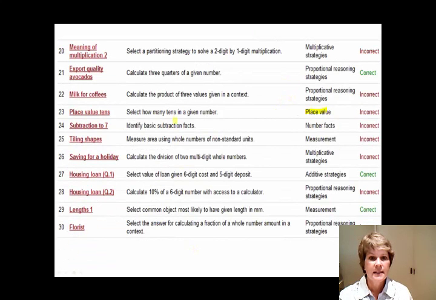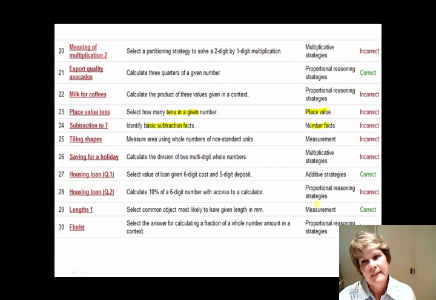How many tens in a given number, and number facts down here. So tens in a given number, which is surprising since they were able to tell us about hundreds in a number on the earlier page. Basic subtraction facts, they've bombed out there. Okay, and the rest of these are strategies or part of the measurement progression.